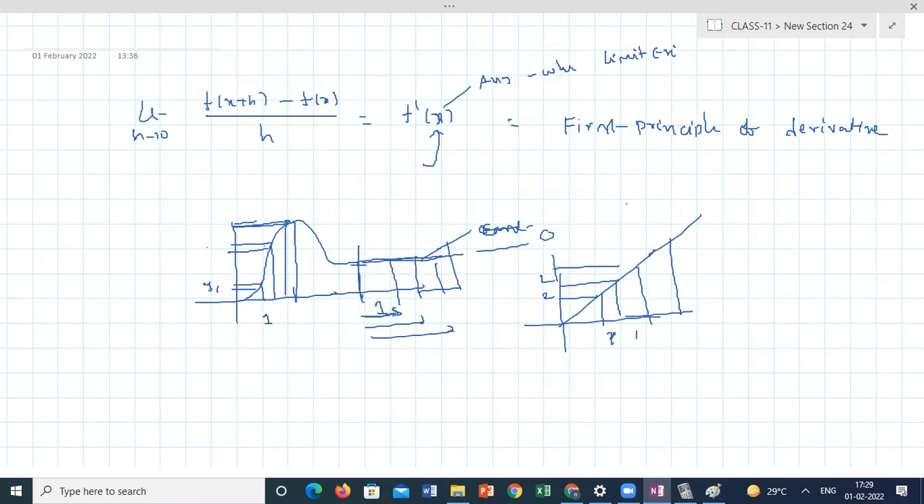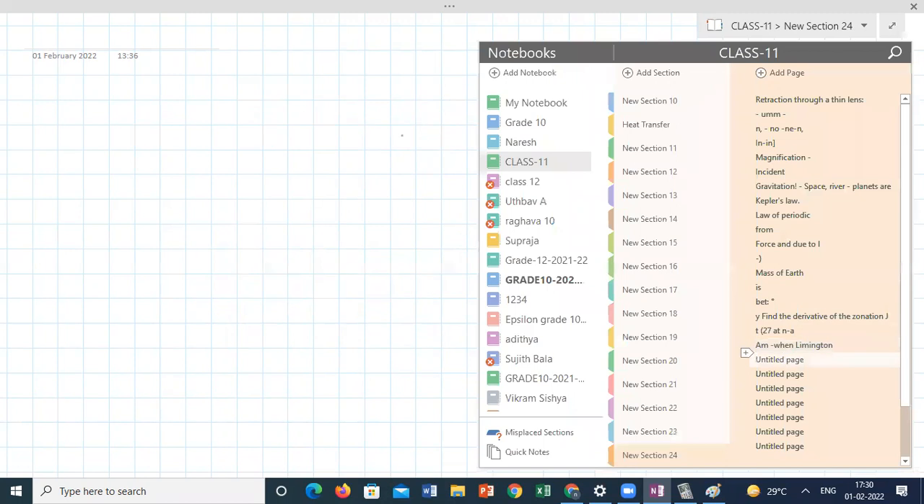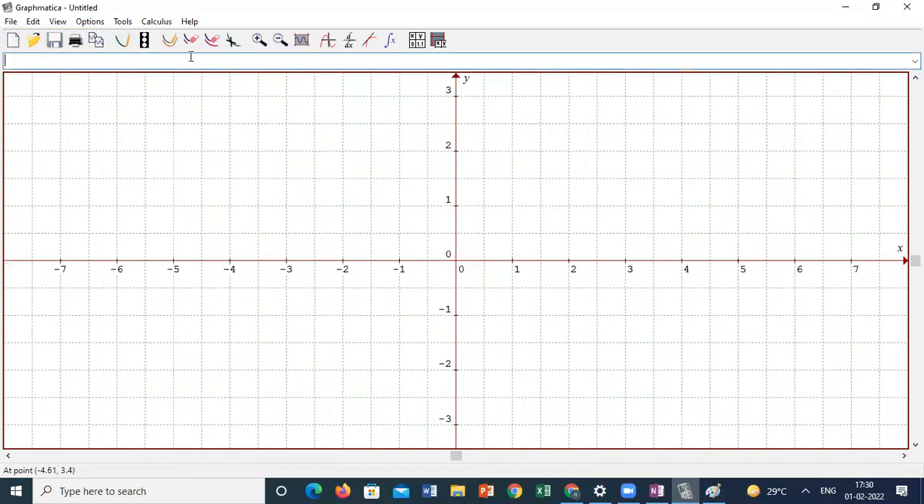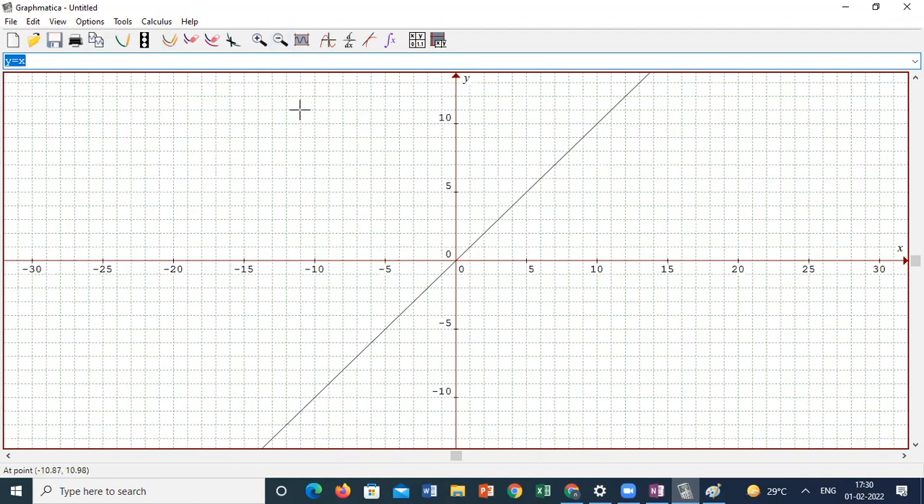Suppose I am saying a function y is equal to f of x, where f of x is equal to x. What is the meaning of the function y is equal to x? If you observe very clearly, I'm zooming out, it will be easy to understand from here. I will tell you graphically, and after that I will prove it using the differentiation concept.